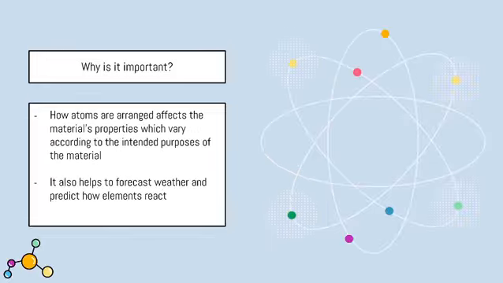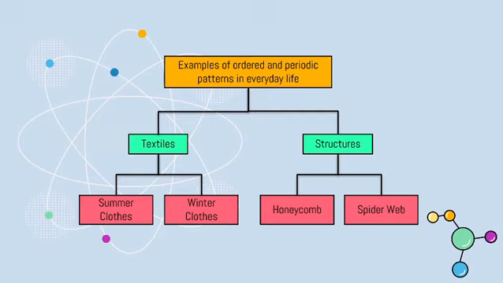So why is this important? How atoms are arranged affects the properties of the material, which vary according to the intended purpose of the material. This also helps to forecast weather and predict how elements interact. The two examples that we'll be going through are textiles, where summer and winter wear will be covered, as well as structures such as honeycomb and spiderweb.